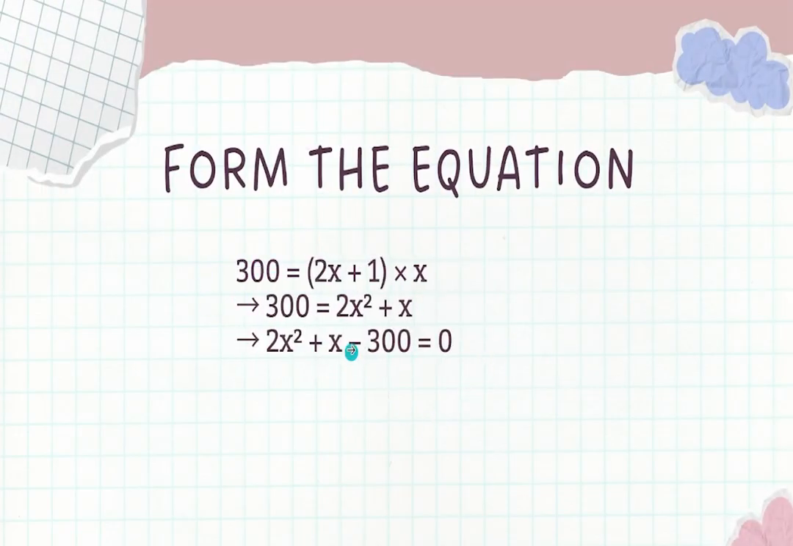Now we have 300 is equal to 2x plus 1 into x. Here we have to make this into a quadratic equation. For that, we can take this 300 to this side, which is going to make it 2x square plus x minus 300 is equal to 0. So now this is a quadratic equation because here the highest power of x is 2. Okay.